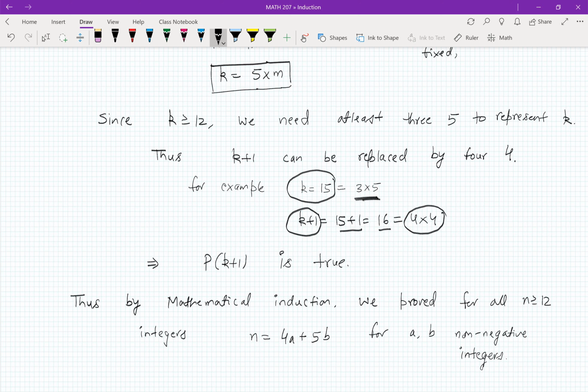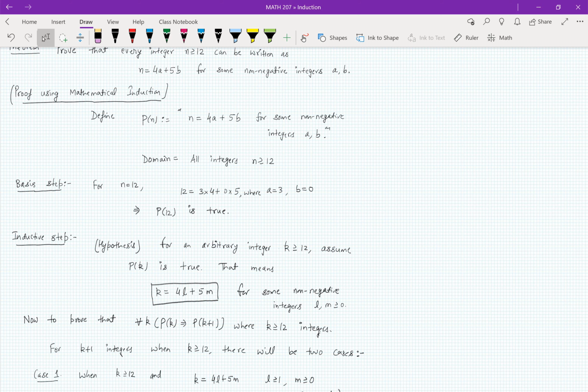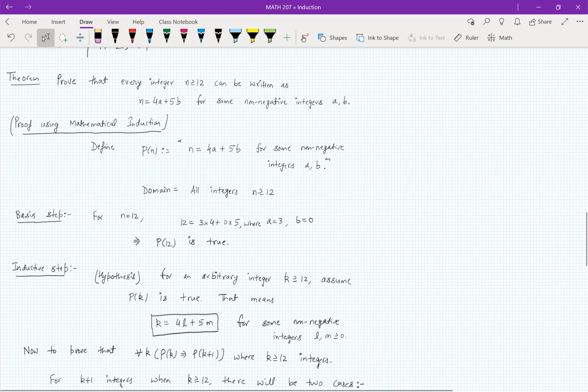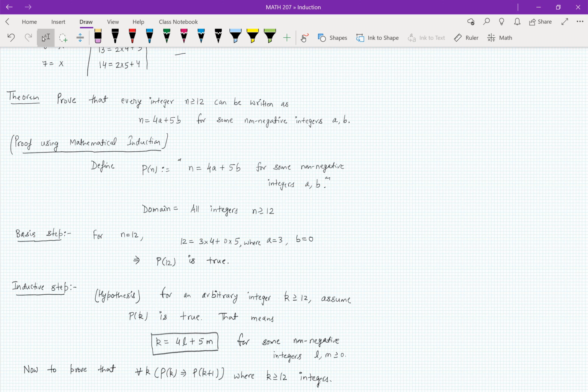Thus, by following mathematical induction, we proved that for every integer n greater than or equal to 12, n can be written as 4 times a plus 5 times b, where a and b are non-negative integers. So if you go over the proof by using simple mathematical induction, our statement was that for every integer n greater than or equal to 12, n can be written as 4 times a plus 5 times b for some non-negative integers a and b. We wrote the proof by using simple mathematical induction.